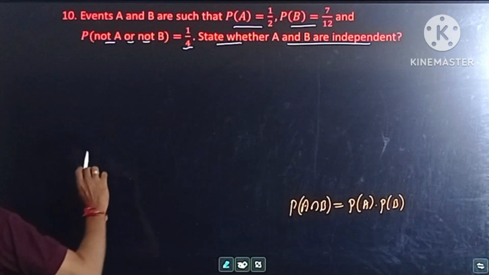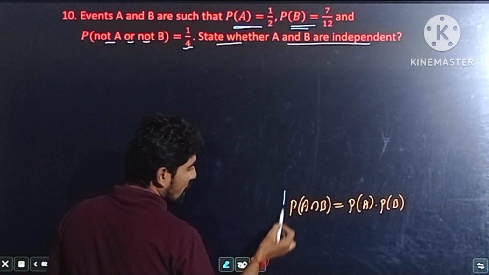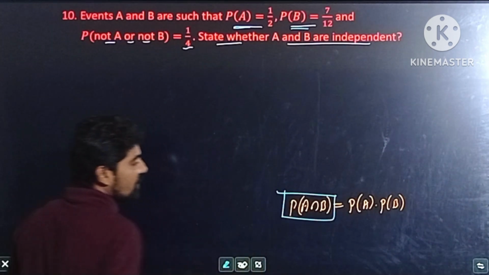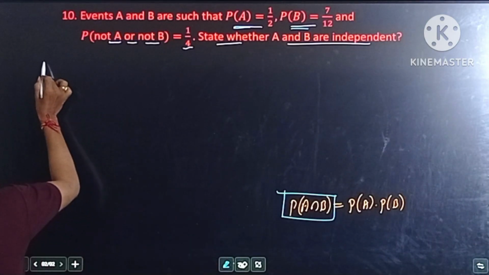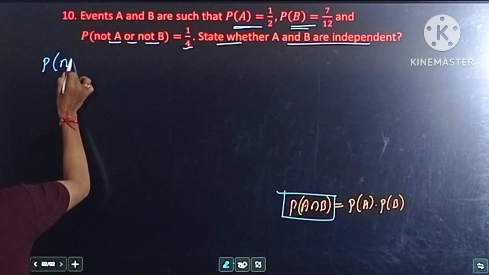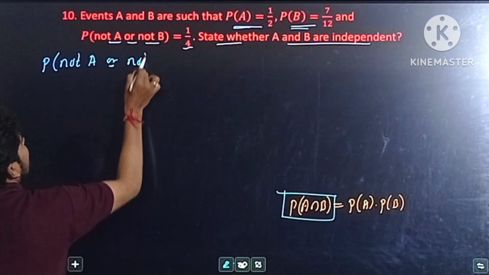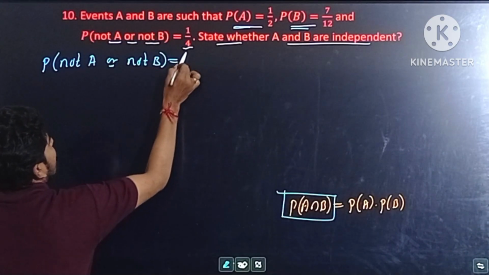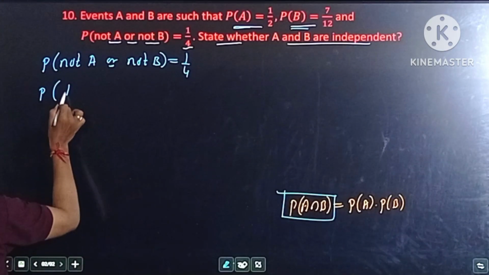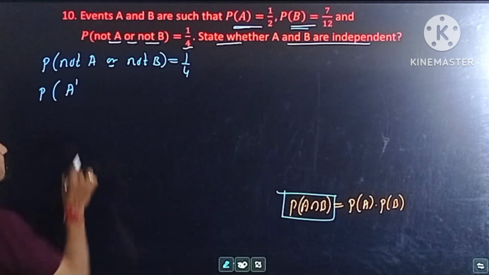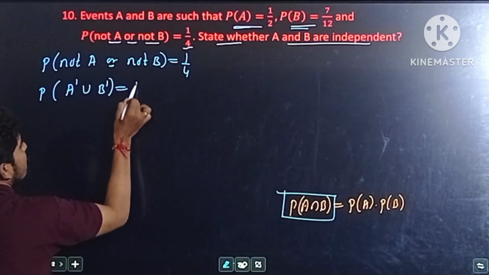For that, he has directly given probability of A and probability of B. But to identify the value of probability of A intersection B, he has given one piece of information: probability of not A or not B is equal to 1 by 4. And not A can be written as A dash, or is nothing but union, and not B is B dash, which is equal to 1 by 4.